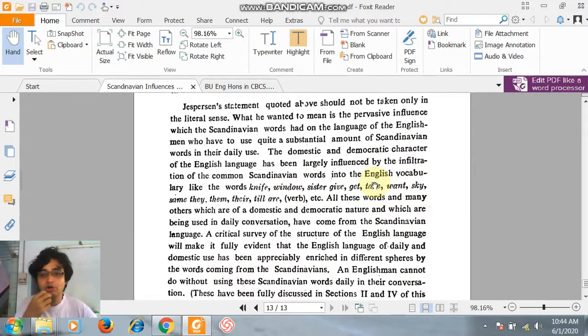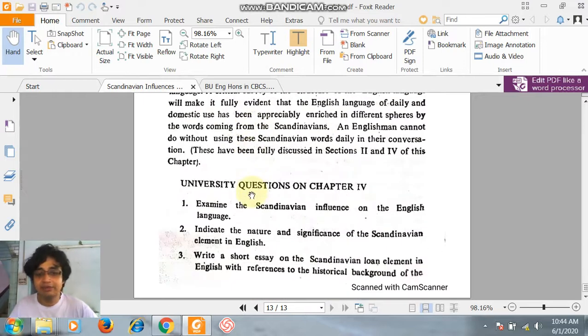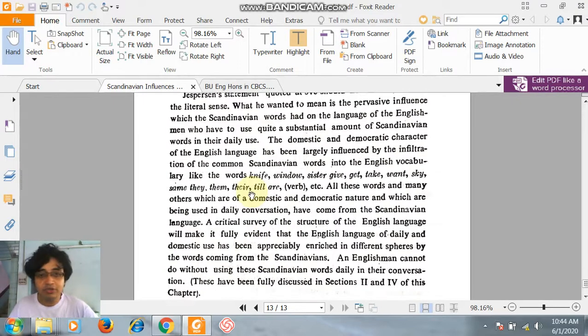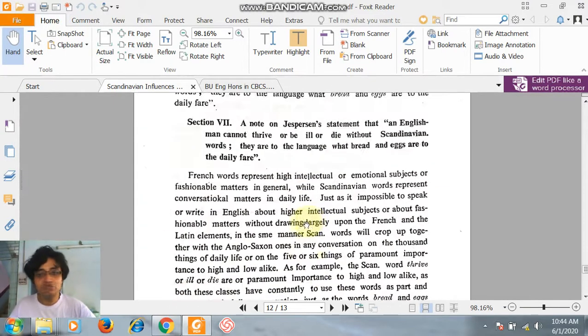The domestic and democratic character of the English language has been largely influenced by the infiltration of the common Scandinavian words into the English vocabulary, like the words knife, window, sister, give, gate, take, one, sky, same, they, there, etc. So this is the Scandinavian influence upon the English language.